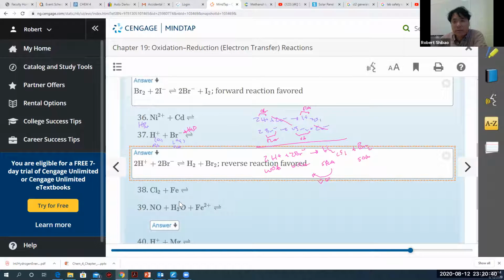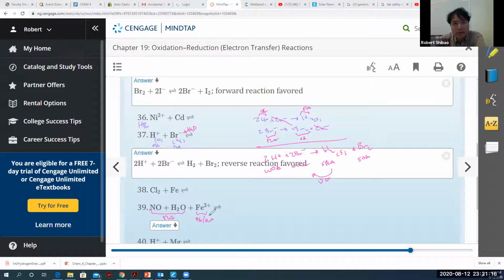Okay, what about this one here? NO, I know from the chart, NO in water is a very weak reducer. I've seen the chart quite a few times. And actually, this is the conjugate reducer of nitric acid. And then we have iron 2. Iron 2 is amphoteric. And so we don't have too many choices here. NO in water, this is a reducing agent. Iron 2, this is an oxidizing agent or reducing agent.